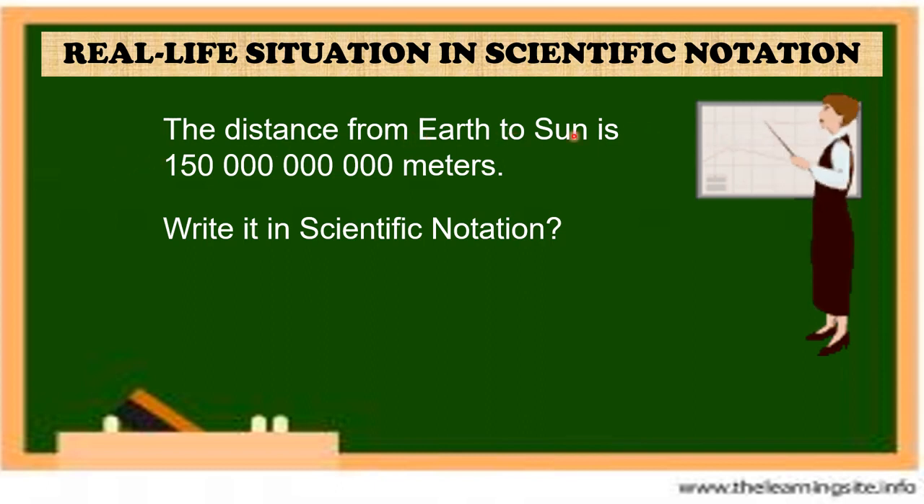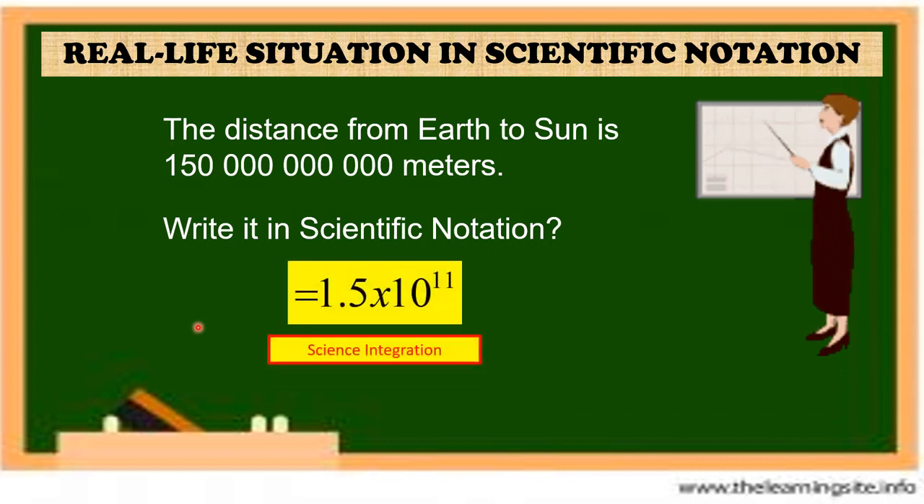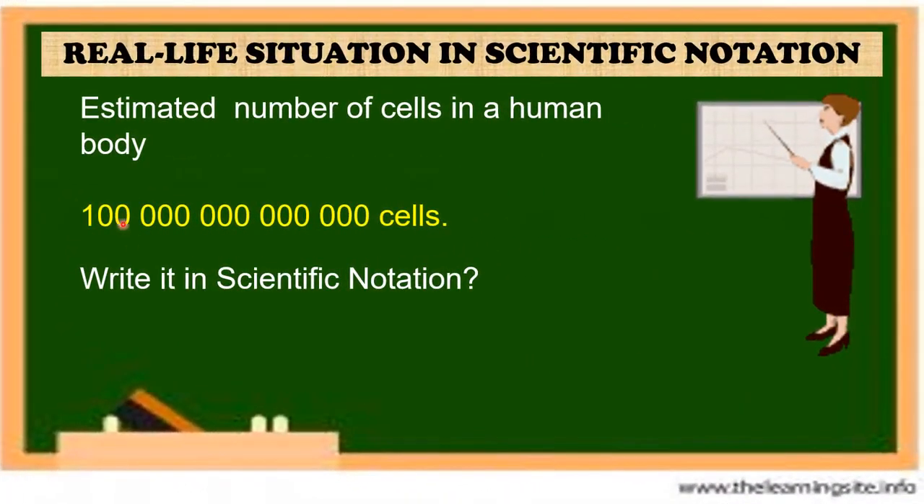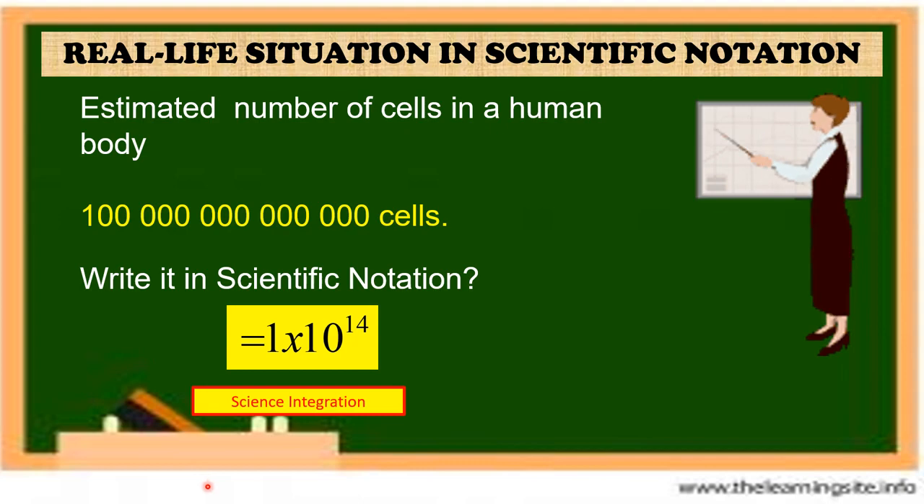The distance from Earth to Sun is 150 billion meters. Written in scientific notation, that is 1.5 times 10 raised to the 11th power. The estimated number of cells in a human body is 100 trillion cells. Written in scientific notation, that is 1 times 10 raised to the 14th power. And that is science integration.